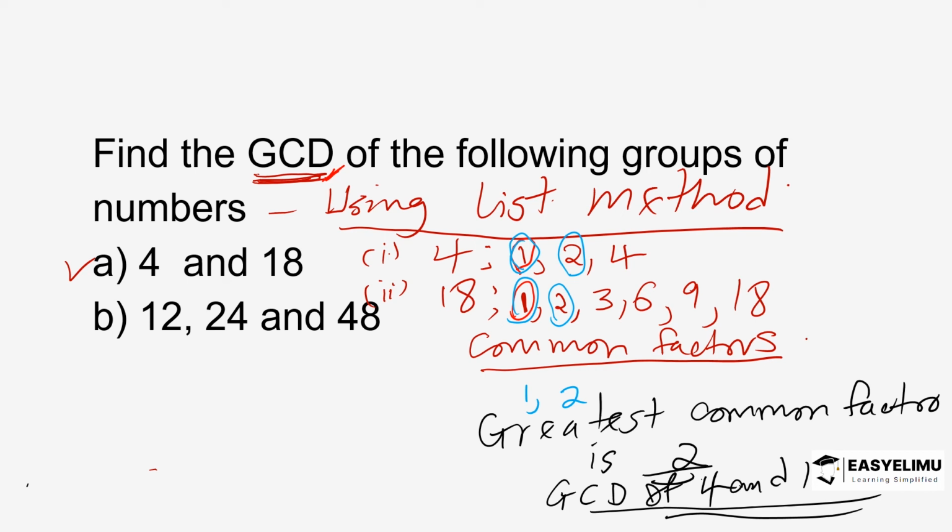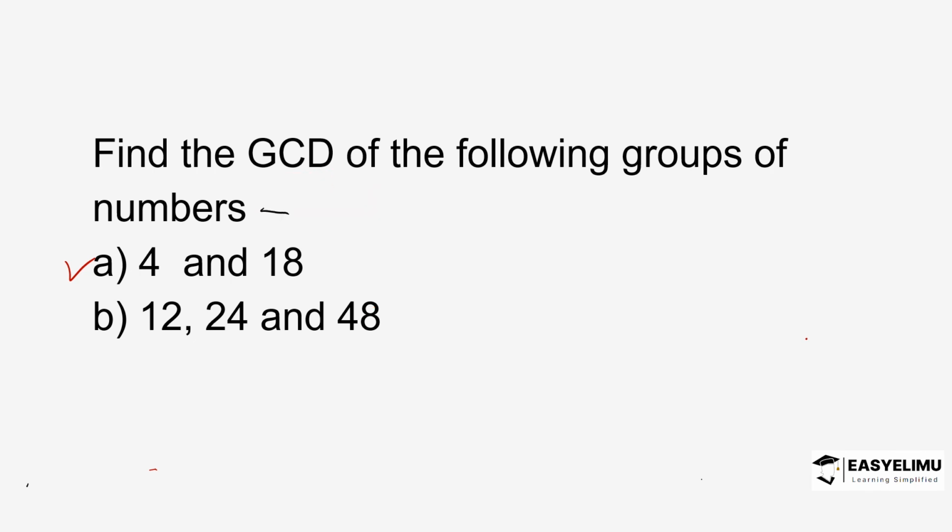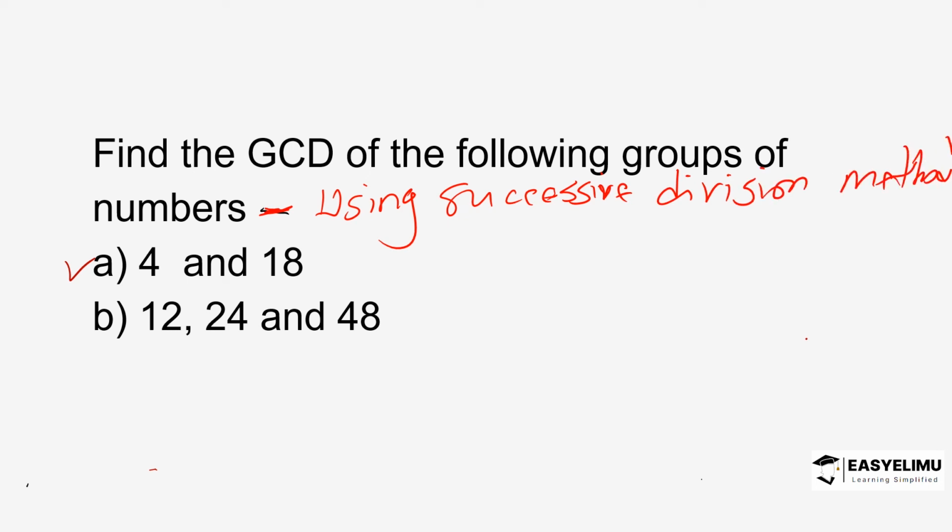So let's look at using the other method called successive division to find the same thing. So using the successive division method, you simply write 4 and then 18, then you draw this 3-column table. On this table here, I'll be using the prime factors. Like now, the first prime factor. Now, as you pick the prime factors of both, you must make sure that the prime factor that you are picking here is of both of them.